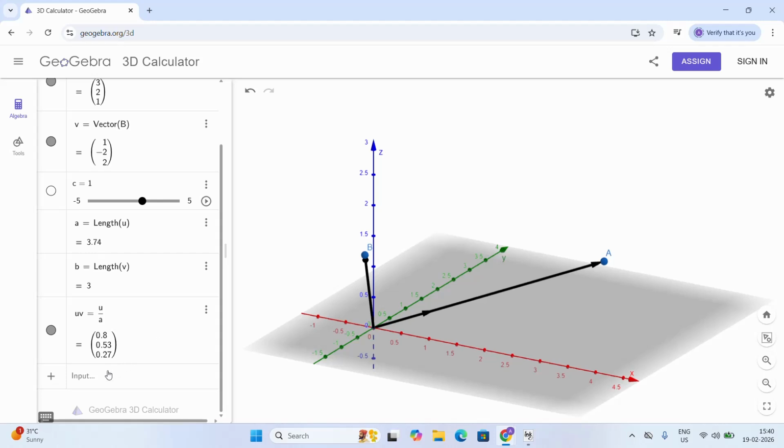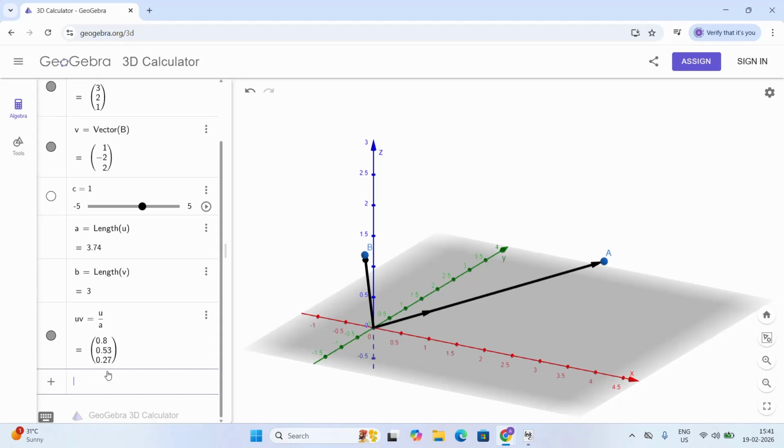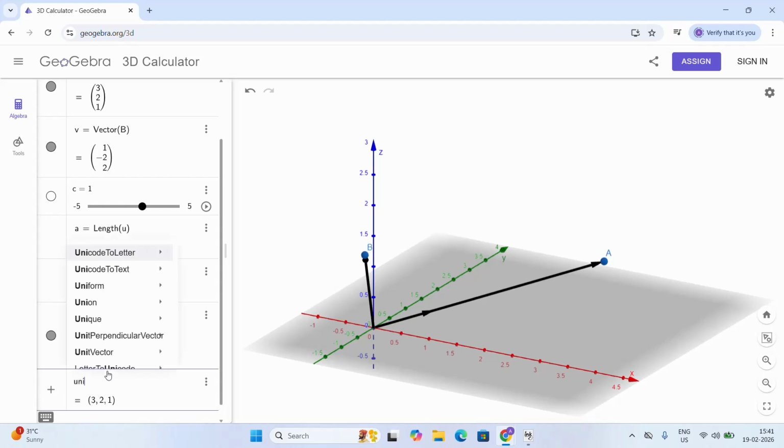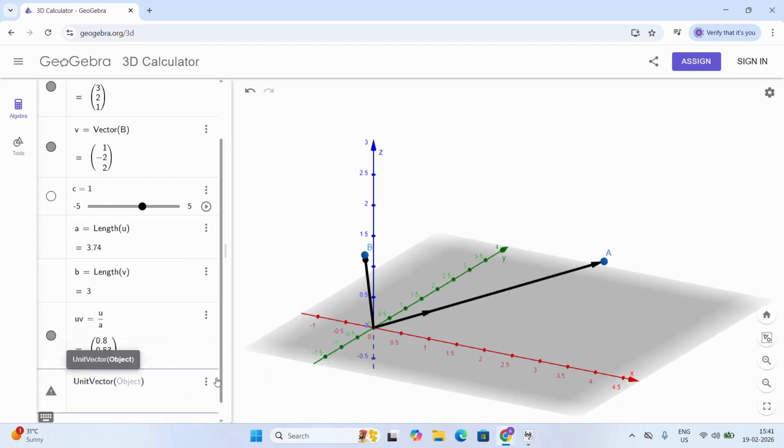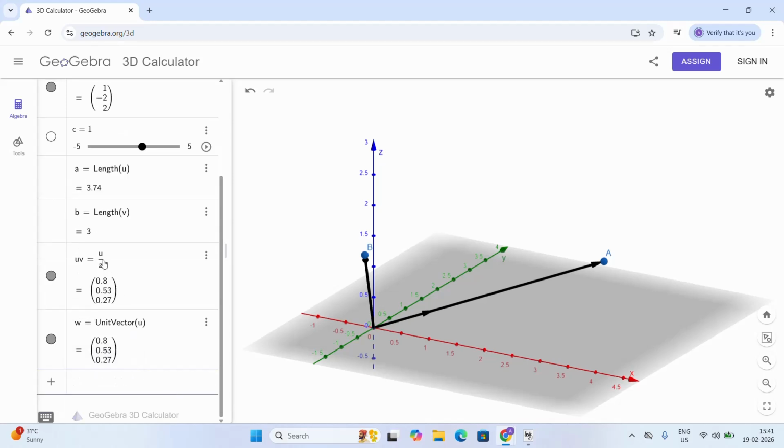I'll tell you one more direct way to find out the unit vector. Instead of doing the calculation, taking the division, you can directly use the inbuilt function called unit vector. Okay, you can use this unit vector of vector U. You get the same answer. Either you can use this method, the formula directly, or you can use the inbuilt function. So both of them give you the unit vector of the vector A. Okay, so I hope till here it is clear.